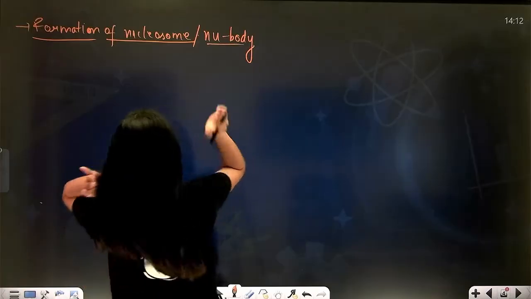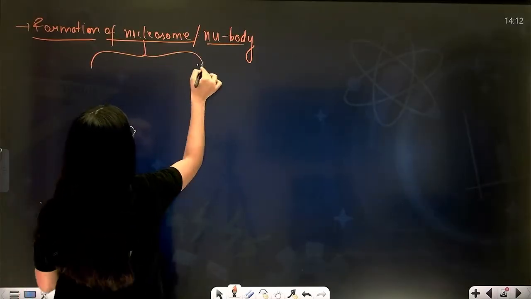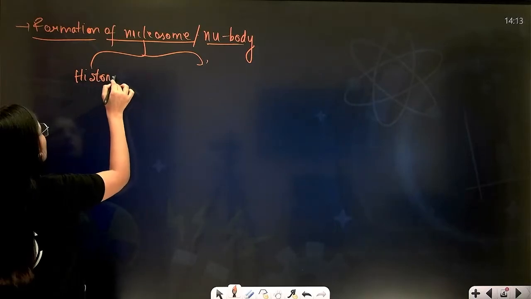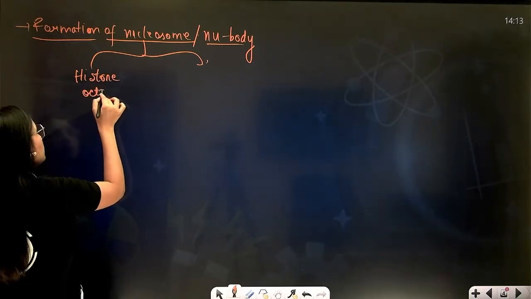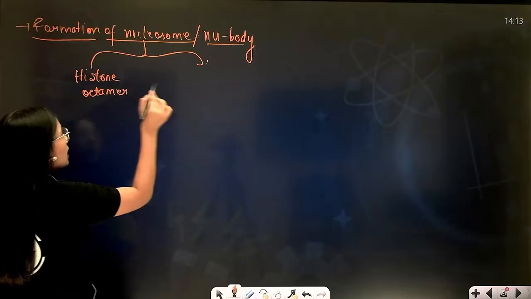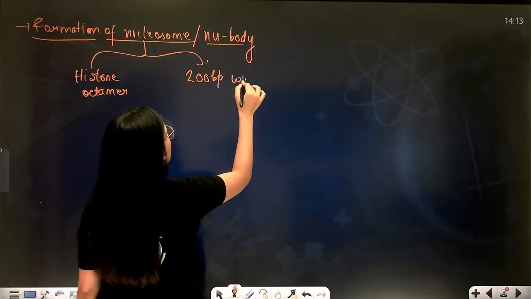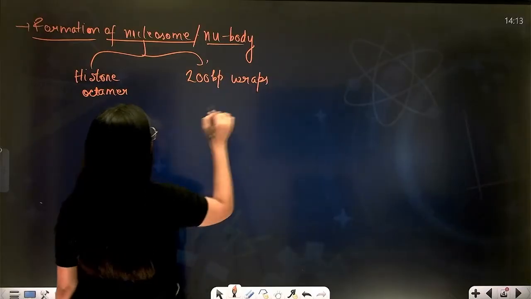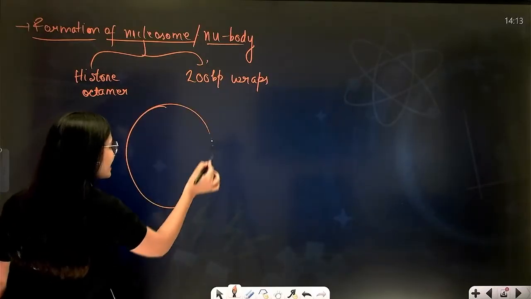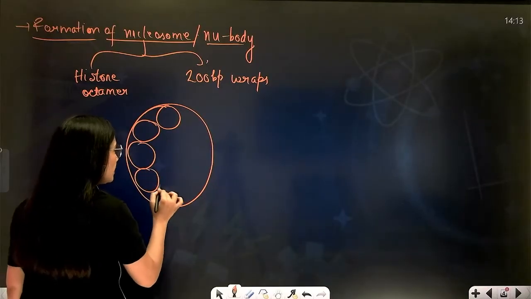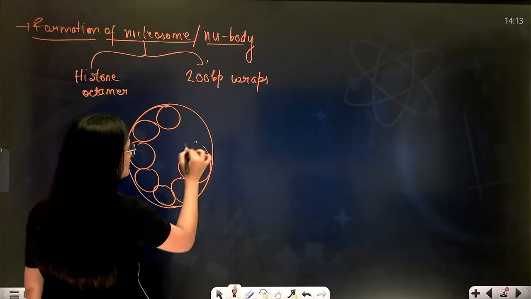It is actually made up of two components. One is the histone octamer, around which near about 200 base pairs wrap. So this is one histone octamer, once again see, which is made up of 4 different types of histones, each present in 2 copies.